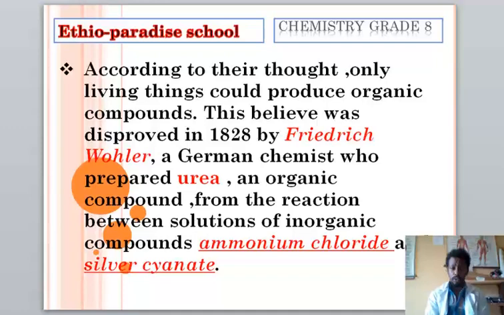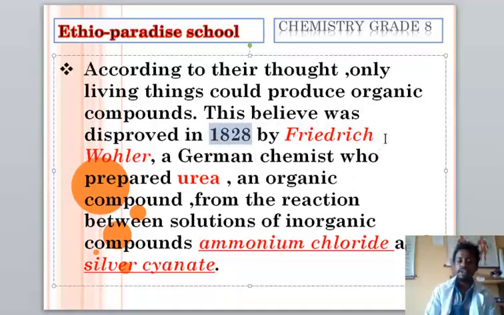According to their thoughts, only living things could produce organic compounds. In the late 19th century, they believed that organic compounds could only be extracted or produced from living things. But this belief was disproved in 1828 by Friedrich Wöhler, a German chemist who prepared urea. Urea is an organic compound, but it was prepared from two inorganic compounds.